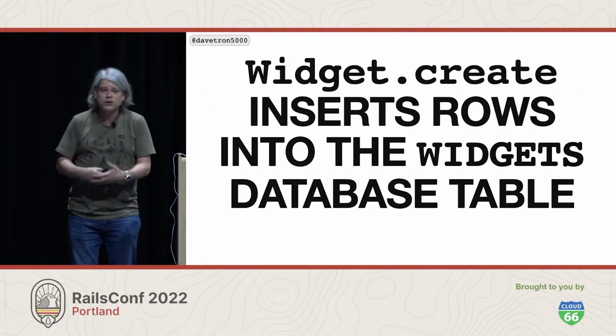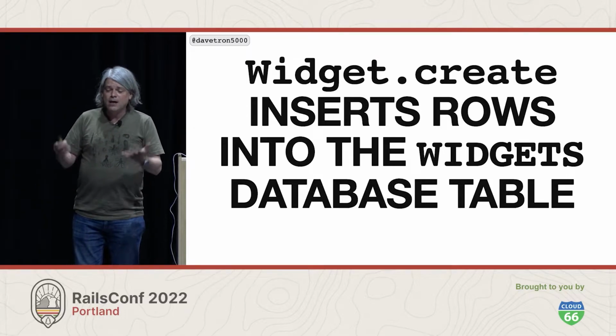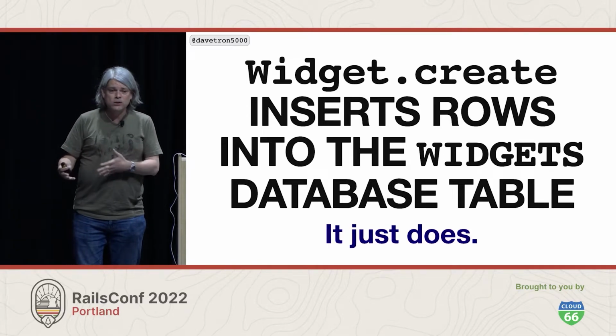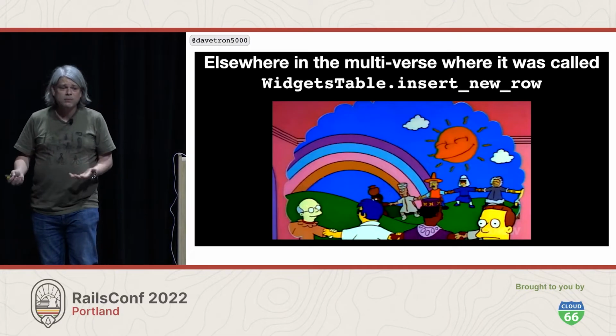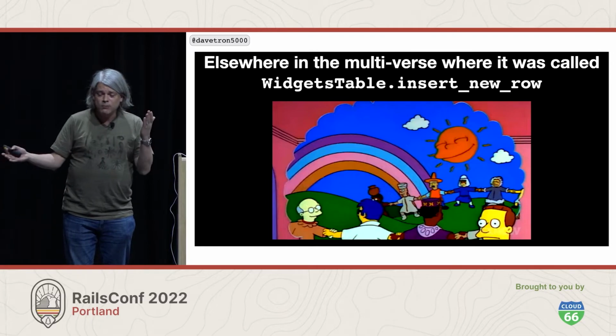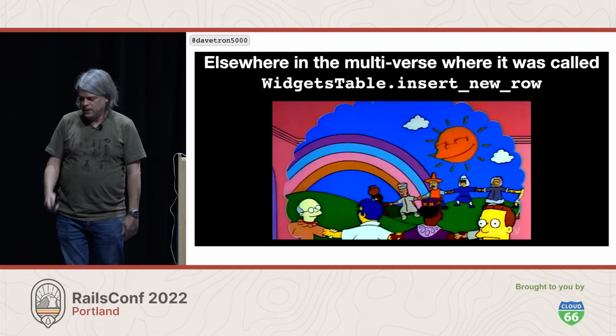We want widget.create to create widgets. That's what it sounds like it does. And I'm sorry, it doesn't. It inserts rows into the widgets database table. It just does, it's fine. I wish it was named something else. I wish it was named more clearly for what it does, but it's not.